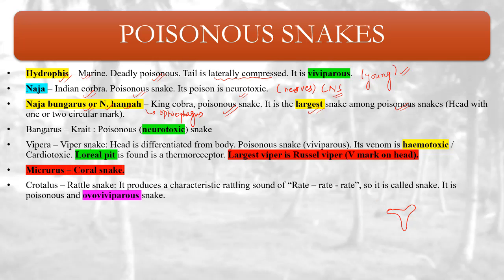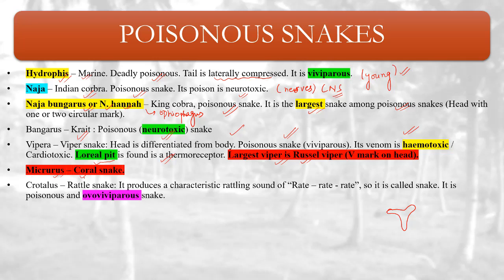Bungarus, great, poisonous and it is neurotoxic. Viper is hemotoxic. The head is differentiated from the body. Poisonous snake, viviparous, and its venom is hemotoxic or cardiotoxic. The loreal pit in vipers acts as a thermoreceptor to sense temperature changes. The largest viper is the Russell's viper, which has a V mark on the head.